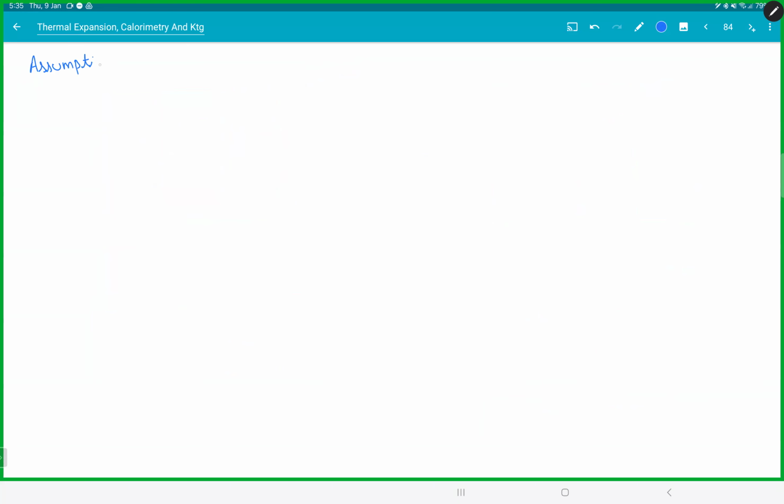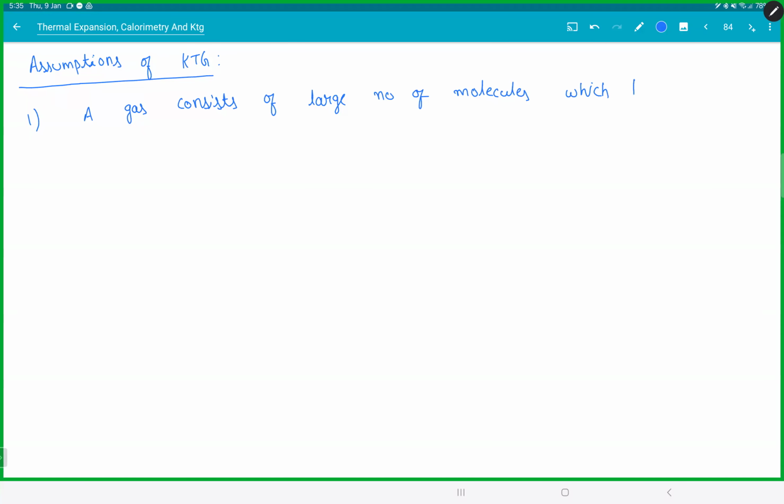So, assumptions of KTG. This ideal gas equation is derived under certain assumptions. The first assumption: the gas consists of a large number of molecules which have negligible volume.